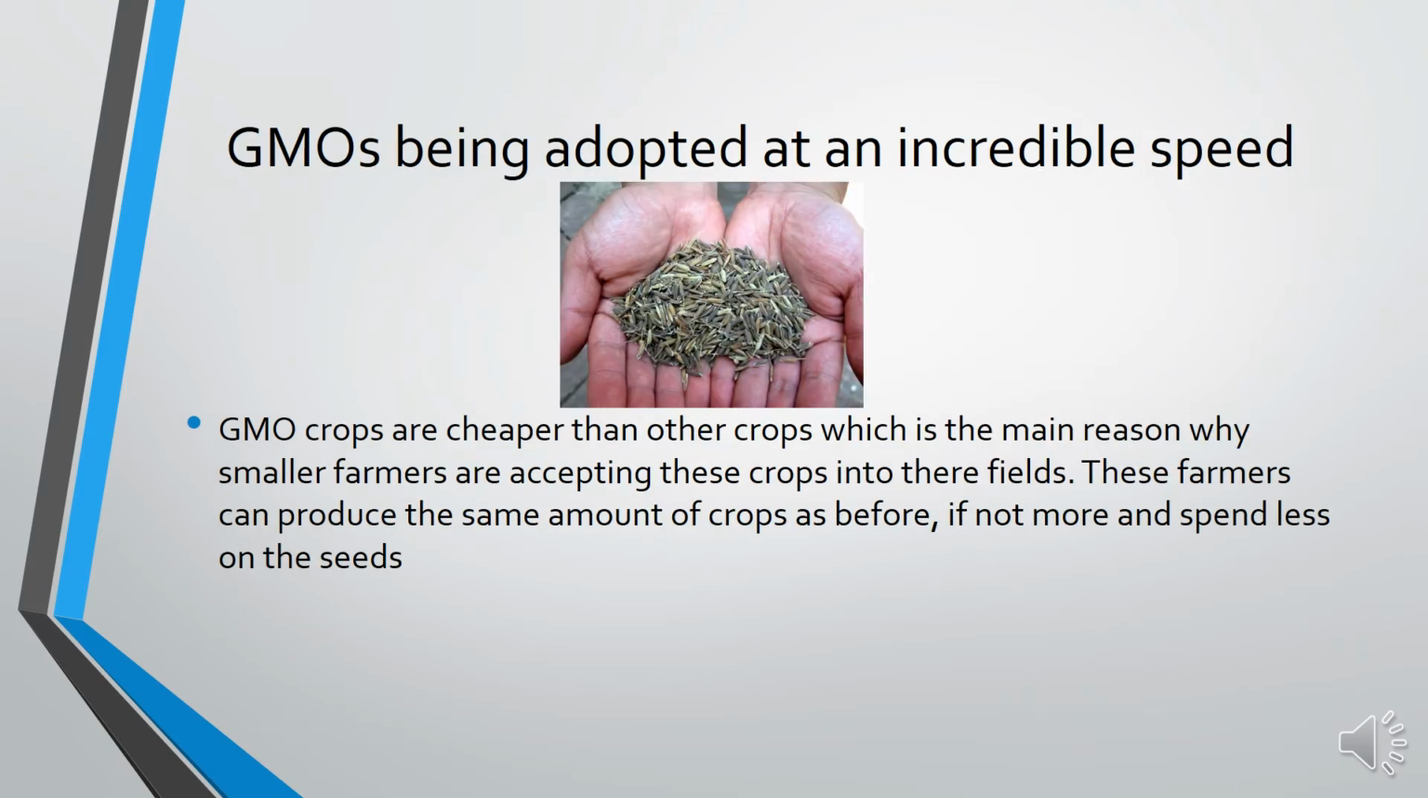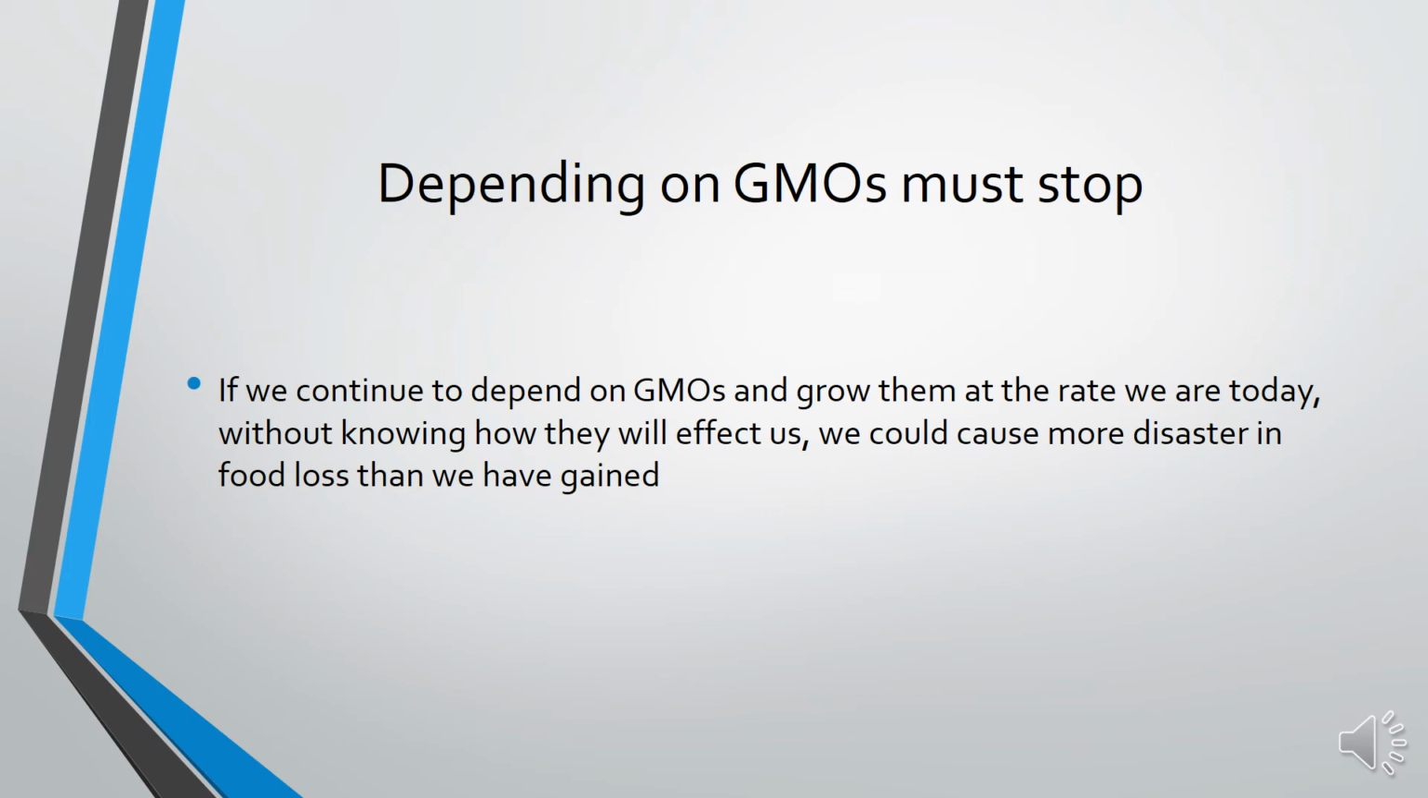GMO crops are cheaper than other crops, which is the main reason why smaller farmers are accepting these crops into their fields. These farmers can produce the same amount of crops as before, if not more, and spend less on the seeds. If we continue to depend on GMOs and grow them at the rate we are today, without knowing how they will affect us, we could cause more disaster and food loss than we have gained.